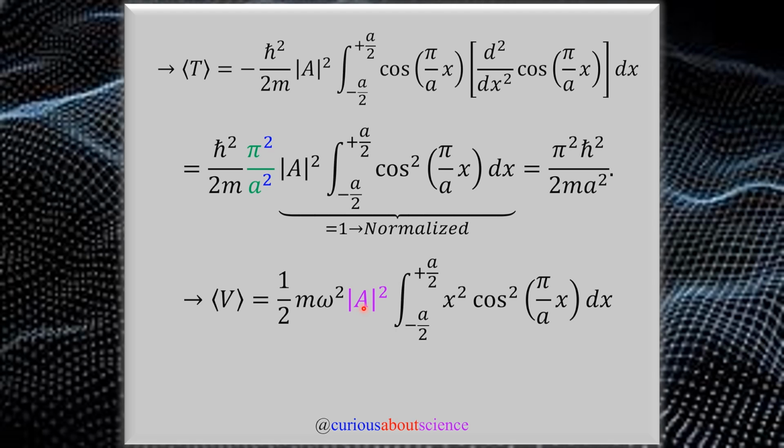psi star x squared psi, but then that all reduces down to a squared and cosine squared with the x squared from the potential. And now we're ready to go ahead and make a substitution on this thing here just to tidy it up. And then from there, we can use another table and clean up the integral.